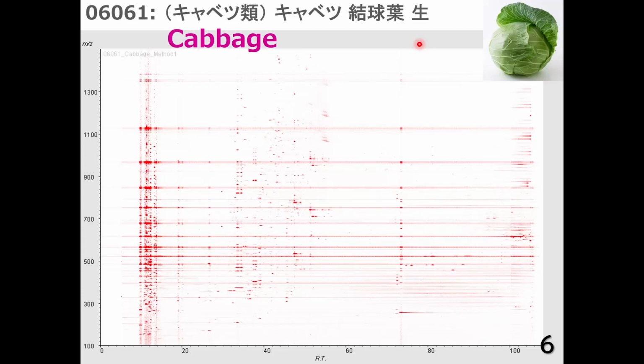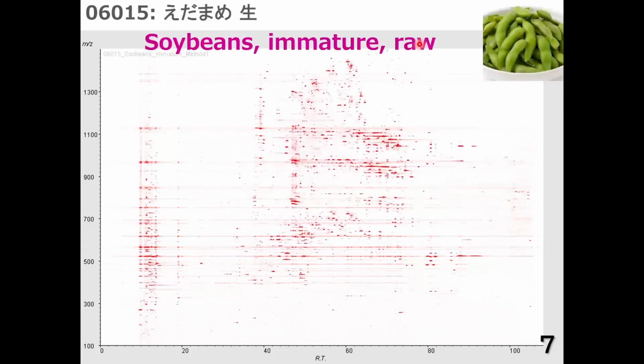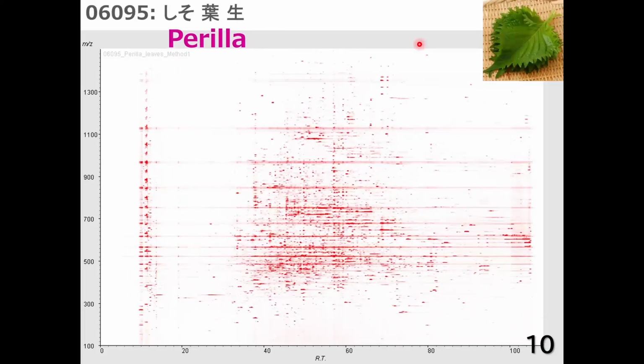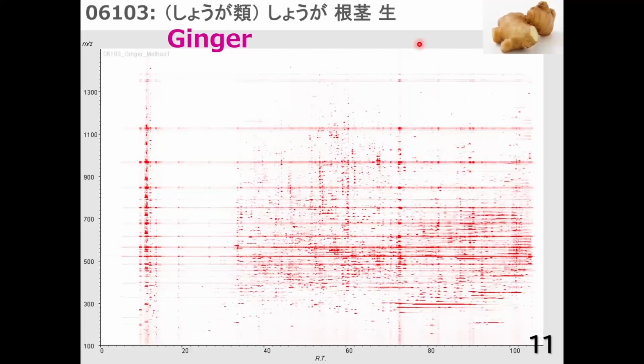Vegetables have a large variety of chemical profiles. This is cabbage, soybean, cucumber, parsley, perilla, and ginger. Especially medicinal plants such as ginger contain a large number of metabolite peaks like this.